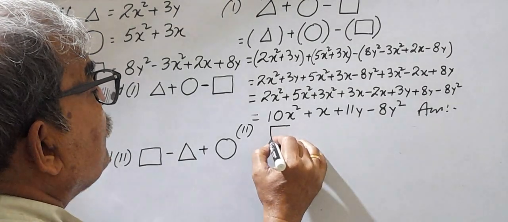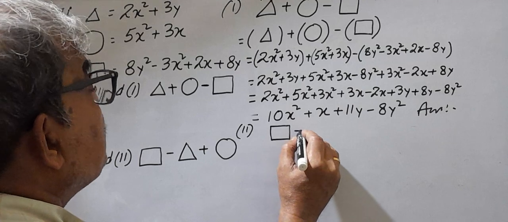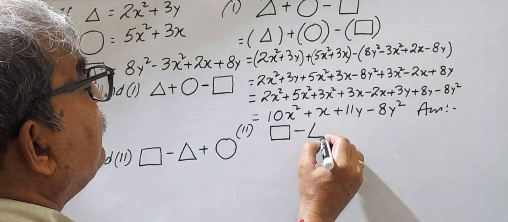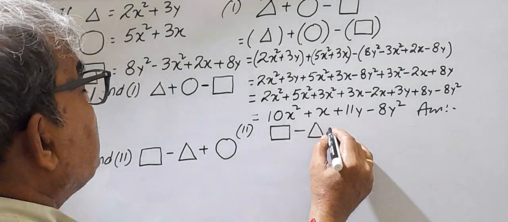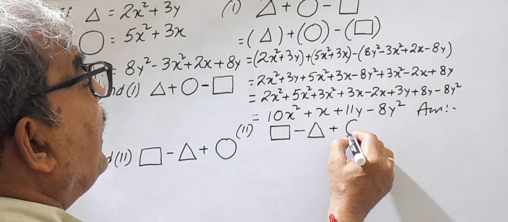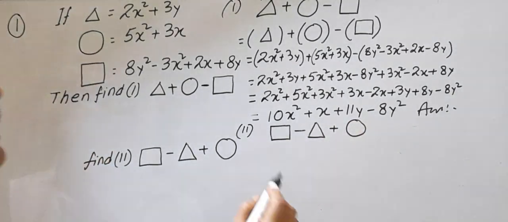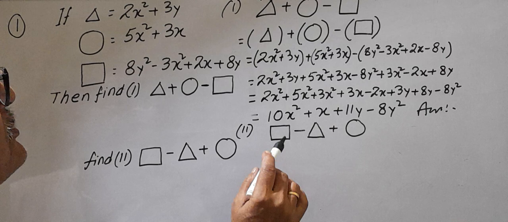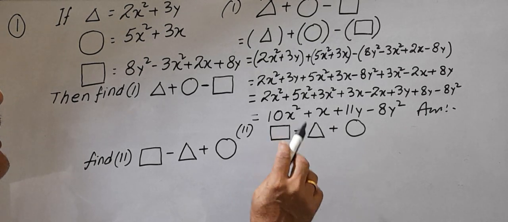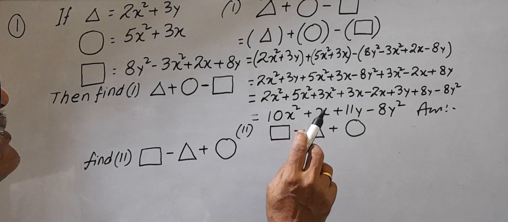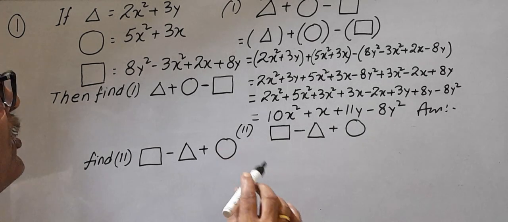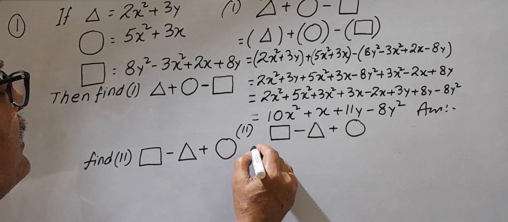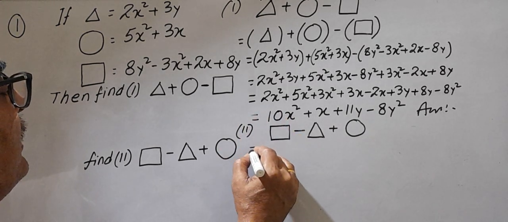First, this is square, this is minus triangle, and this is plus circle. Remember, square is not like triangle, and triangle is not like circle. Circle is not like triangle and square. So the value is liking. Now you put the value here.